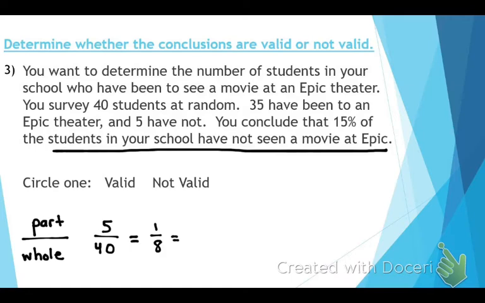You've got to do 1 divided by 8, or 5 divided by 40. That's 0.125. Now we want to turn that into a percent. What would that be as a percent? 12.5, or 12.5%.